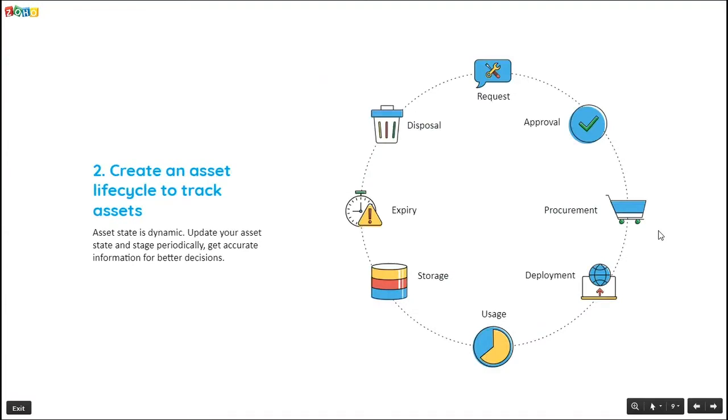Right. So now once the assets are in place, how do you track assets using different states? So asset states are dynamic, right? So how do you ensure that you could track your assets? So you could create or make use of this life cycle to ensure that your assets are in place.